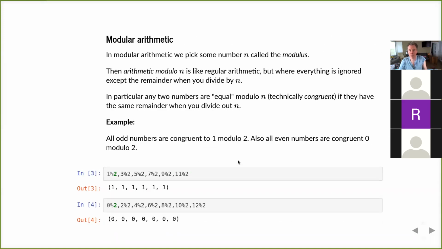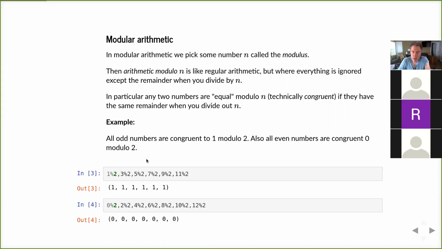This is just terminology about modular arithmetic. This number n is called the modulus. That's what you mod out by. We're going to be doing a lot of arithmetic modulo n. It's like regular arithmetic, but you ignore everything except the remainder. You might think, isn't something bad going to happen if you do that? It's kind of a miracle that this actually works out. We'll talk about why it works in a couple of slides. What it means to be equal modulo n is you have the same remainder when you divide out by n.